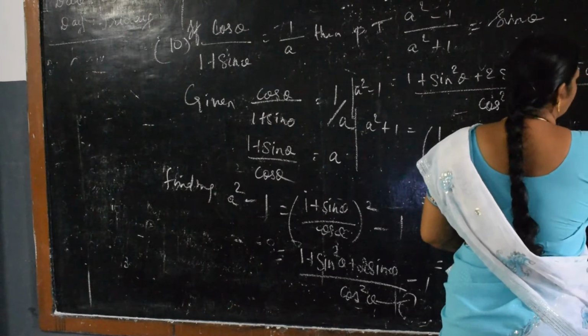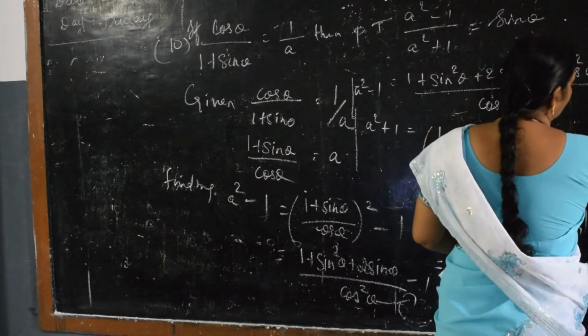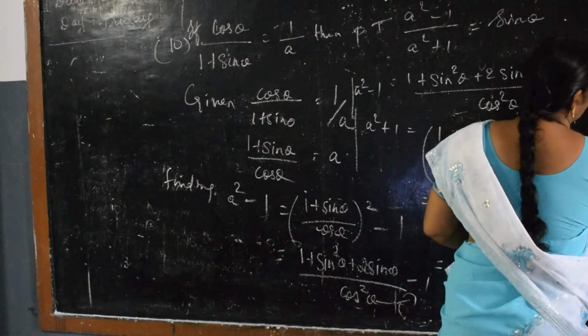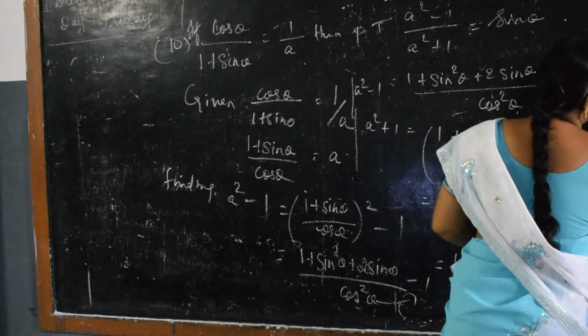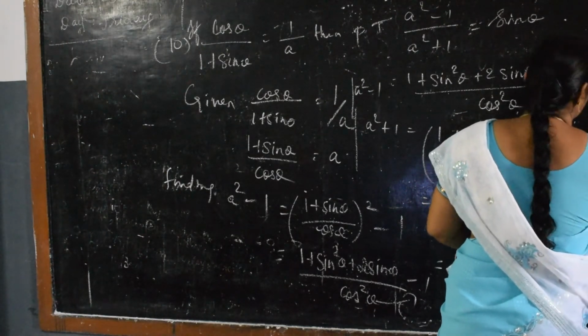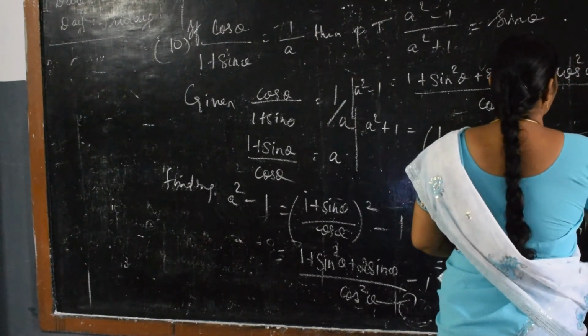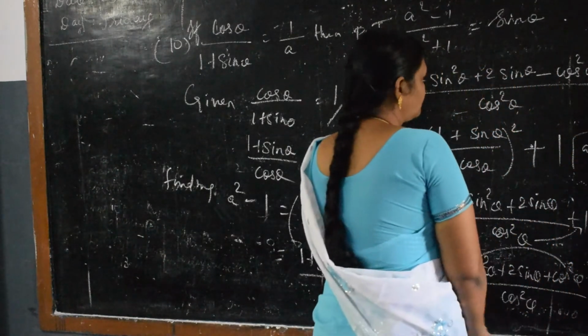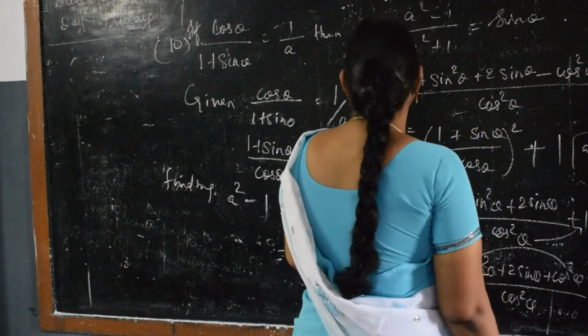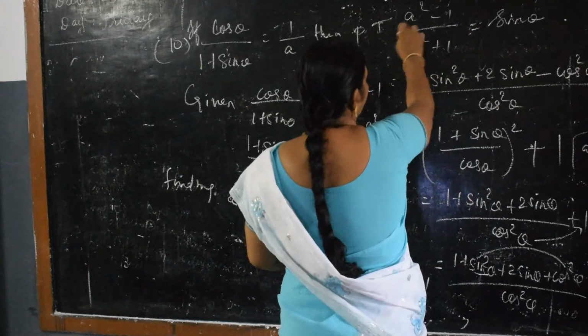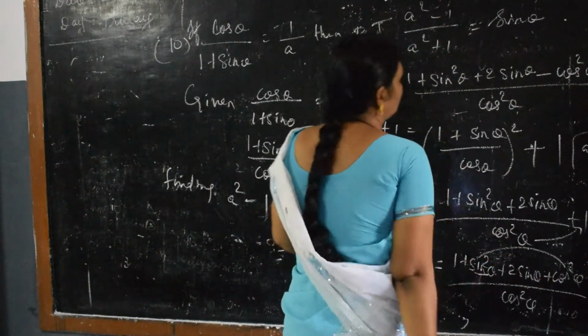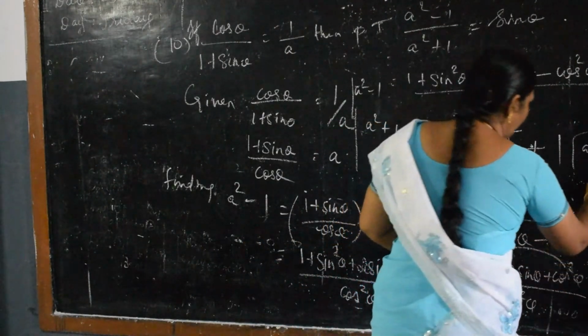Now we will take the 2 common outside. We will get 2 into (1 plus sine theta) by cos square theta. This is what a square plus 1. Okay, now the equation I have to prove is (a square minus 1) by (a square plus 1) is equal to sine theta. Okay?